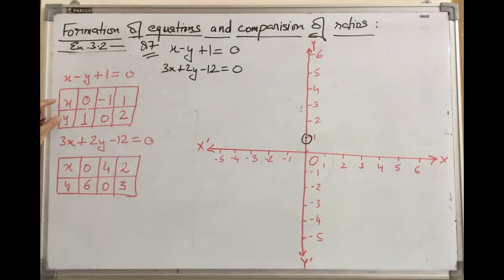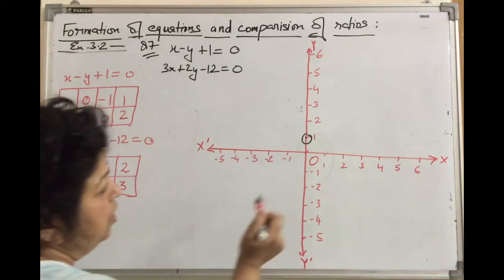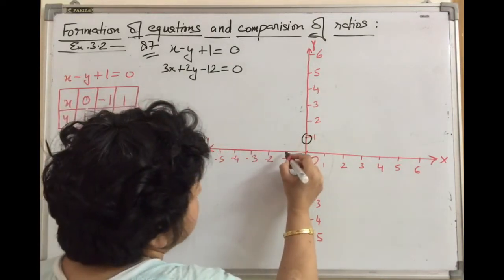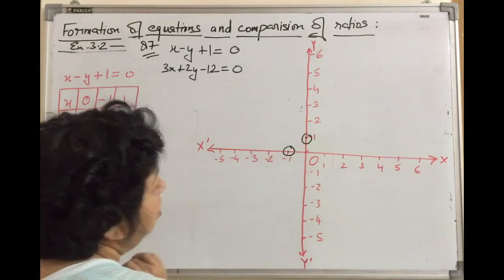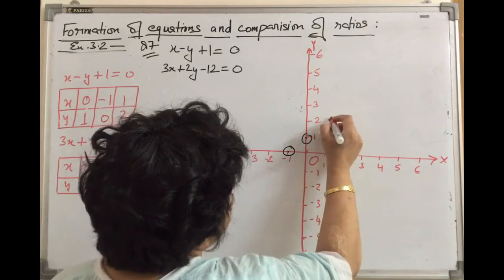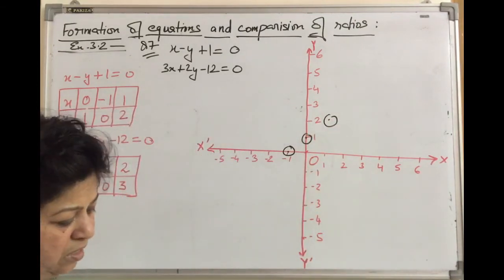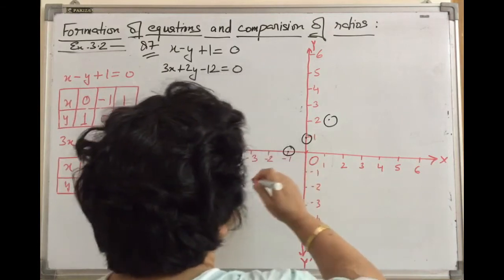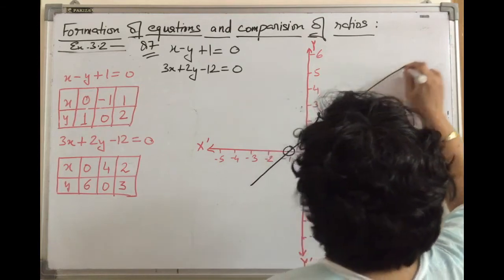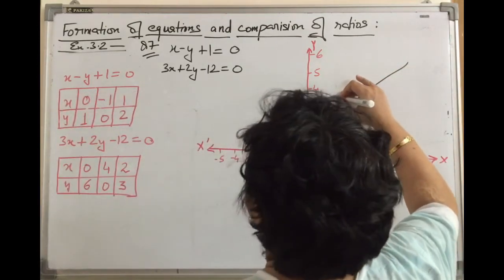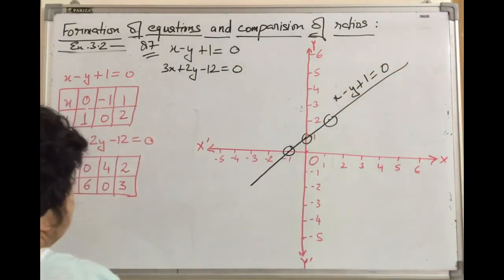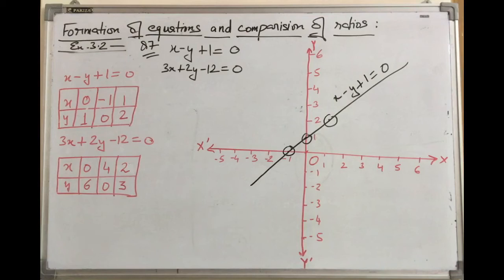Fine. Now let's plot these points first. x 0, y 1 is this point. Then x minus 1, y 0: x minus 1 is here and y is 0, so this is the point. Third, x 1, y 2 lies here. So we have obtained 3 points. Now with these 3 points we can draw a straight line. Clear? So this line represents x minus y plus 1 equal to 0. This line is the graph of the equation x minus y plus 1 equal to 0.